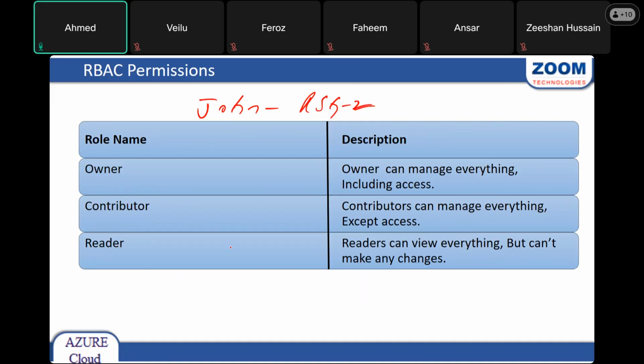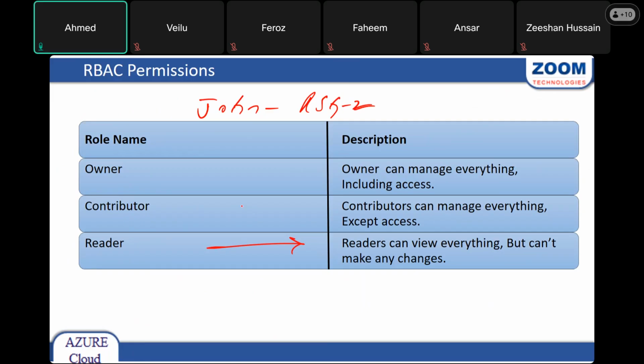So what permissions does the reader have? The reader can view everything but cannot make any changes. So it means as a reader, we can open the resource group 2. We can see the resources, but we cannot create the resources. We cannot delete the resource. We cannot modify the resource. We can just view the resources. Okay, that's called reader, guys.